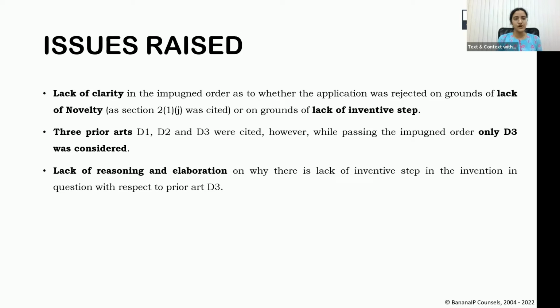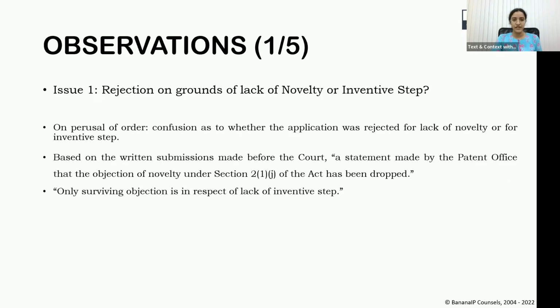Now, three issues were raised. There is lack of clarity in the impugned order as to whether the application was rejected on grounds of lack of novelty or whether on grounds of lack of inventive step. The second issue was that three prior arts, D1, D2, and D3 were cited in the order. However, the order only discussed D3. The third issue, which is the issue I'll be concentrating more on, is lack of reasoning and elaboration on why there is lack of inventive step in the invention in question with respect to the prior art D3.